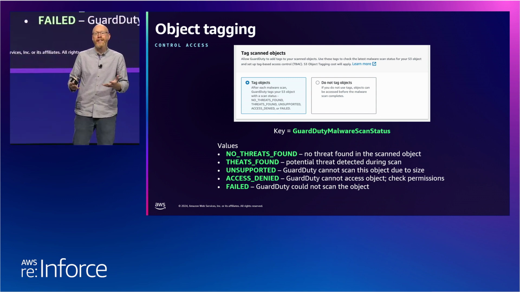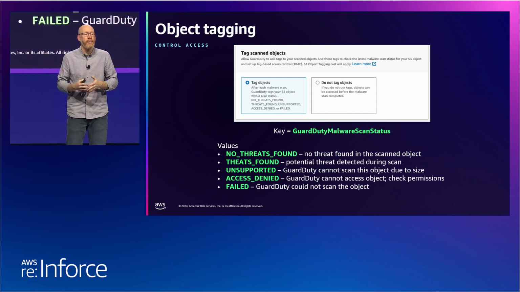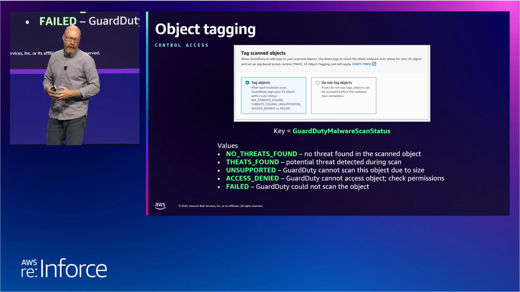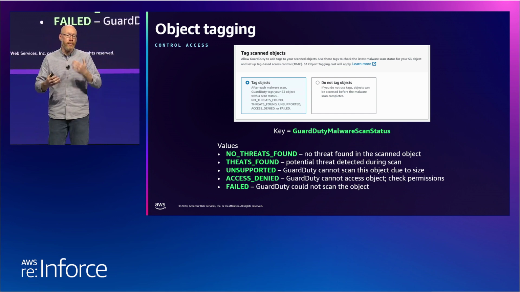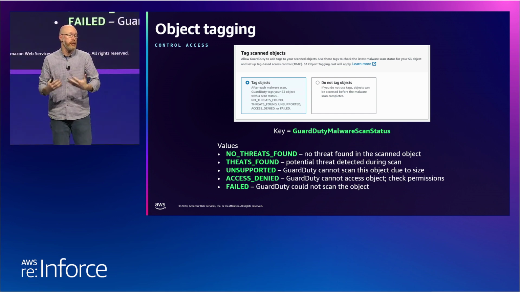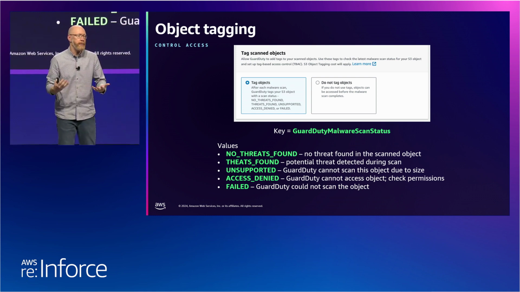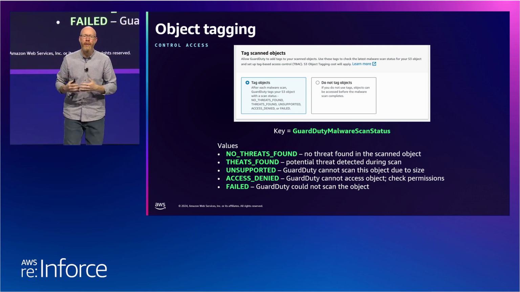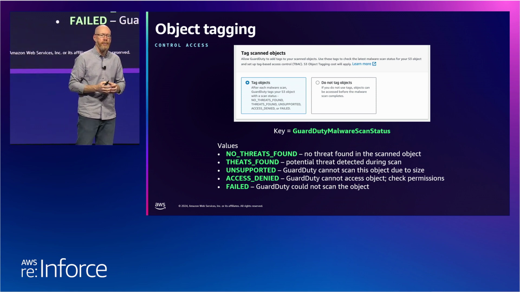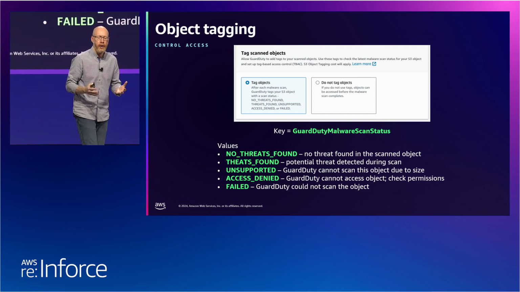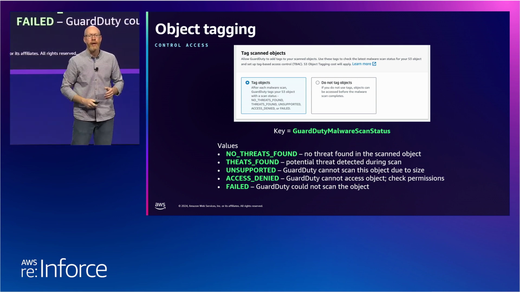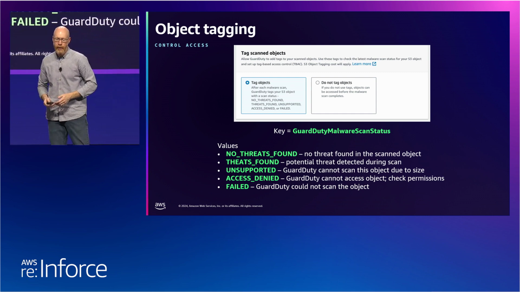Unsupported, meaning that we can't scan that, and more than likely unsupported means that it's too big. We'll talk about the limits in a minute. Access denied, meaning we got the notification that there's an S3 object, but we can't actually consume it. GuardDuty can't read it. And then Failed, meaning some sort of unexpected event happened on the processing side in the GuardDuty platform, and we couldn't scan it. So every one of your objects will end up with one of these tags if you enable the tagging feature.